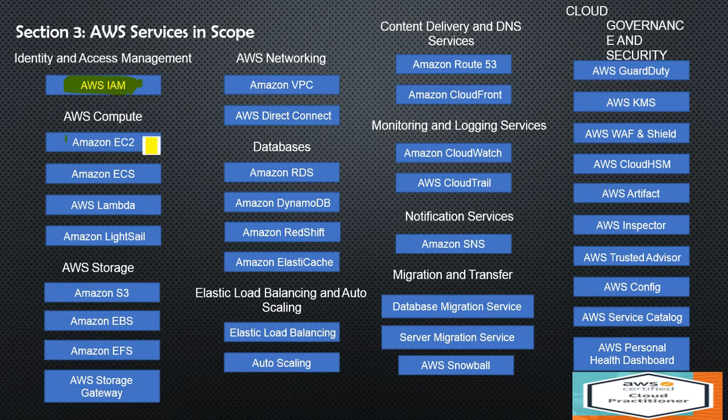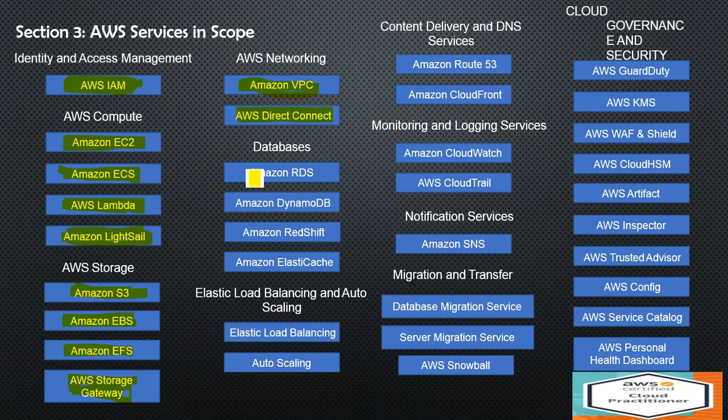And then you have the compute, where you have Amazon EC2, Amazon ECS, Elastic Container Service, Lambda, and Lightsail. Next is storage. Inside storage we'll go through Amazon S3, which is basically a cloud storage service. Then you have EBS, EFS, and AWS Storage Gateway. And then in networking, you have the VPC, the most important thing for networking, and AWS Direct Connect. It's like a VPN from AWS.